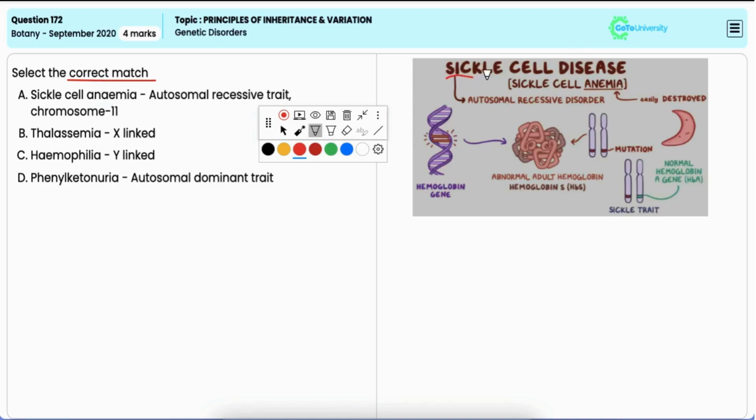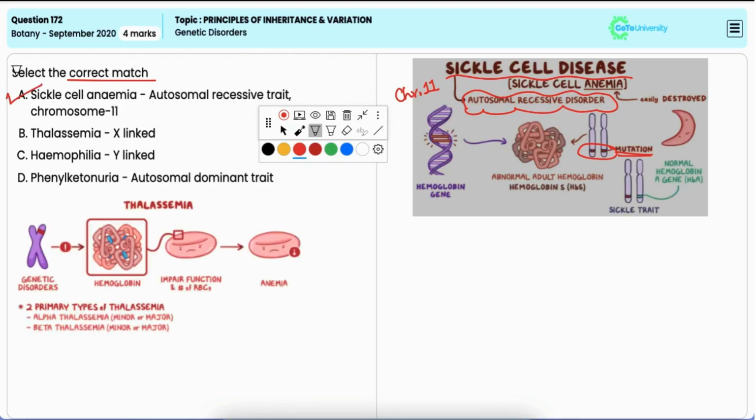Now, sickle cell anemia is indeed an autosomal recessive genetic disorder, meaning both parents must pass on the defective gene for the disease to be expressed in their children or in the offspring. And the mutation occurs in the HBB gene, which is located on chromosome 11, which codes for the beta globin subunit of hemoglobin. Hence, it is the correct option.